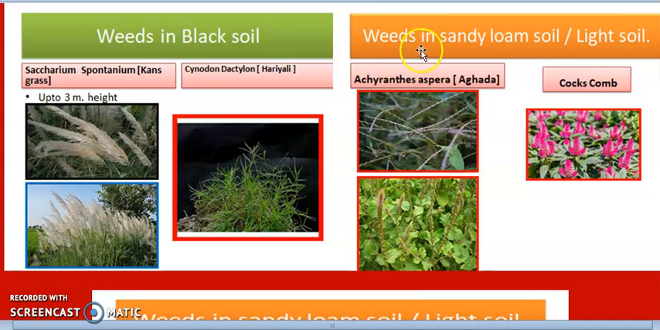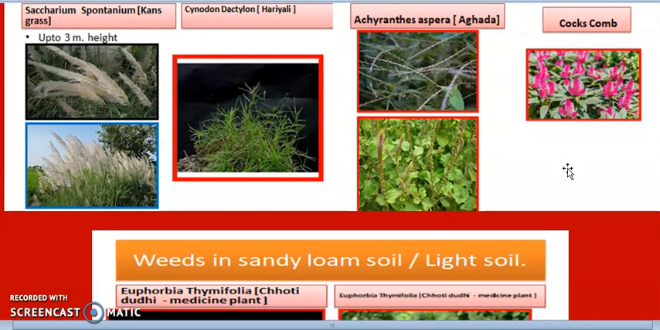In the next image we see the weeds in sandy loam soil or light soil. Locally this plant is known as agada, and botanically it is Achyranthes aspera. In the next image we see the coxcomb weeds, which grow mostly in light soils.